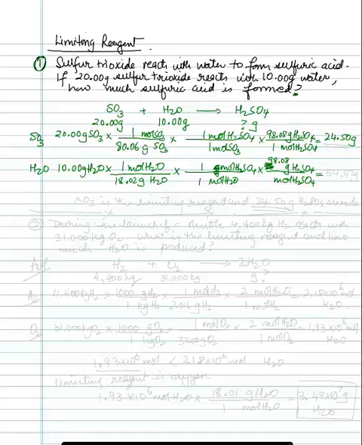Once you do this calculation, your answer should be 54.42 grams. So you pick the lower number, and in this case the lower number is 24.50 grams. Which means that SO3 is the limiting reagent, and 24.50 grams of sulfuric acid are made. So that's your final answer then. Let's do another problem.